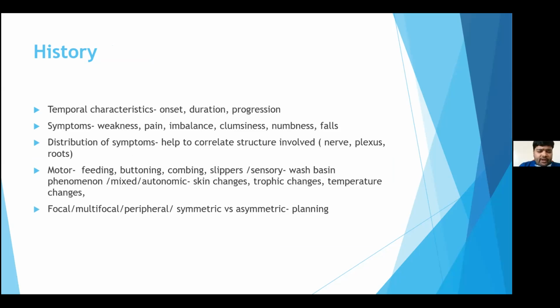So when it comes to history taking in neuropathies, we need to look at the temporal characteristics, or how the illness presented, because that will have a bearing on what the progression or the prognosis will be. So we need to have an idea of what was the onset, how long it has carried on for, and has it plateaued? Is the condition still deteriorating, or is there improvement?